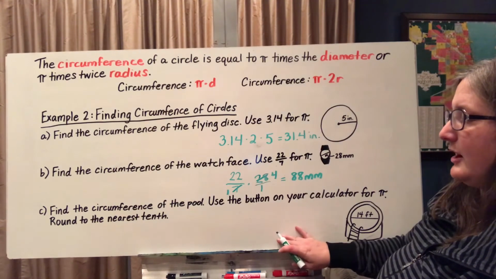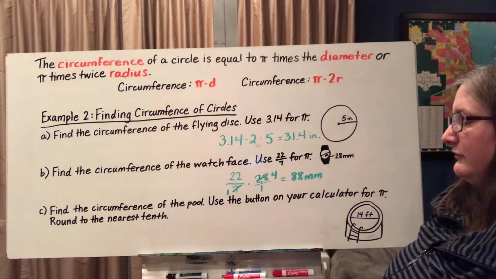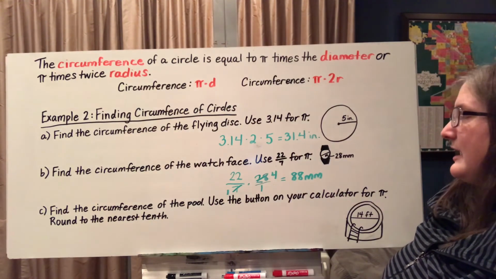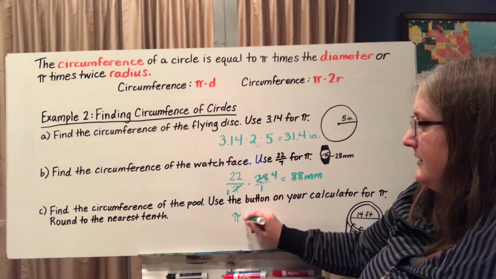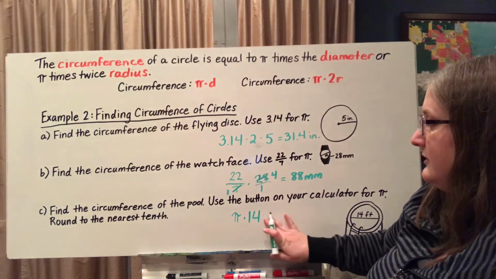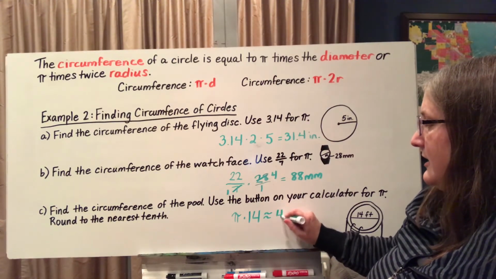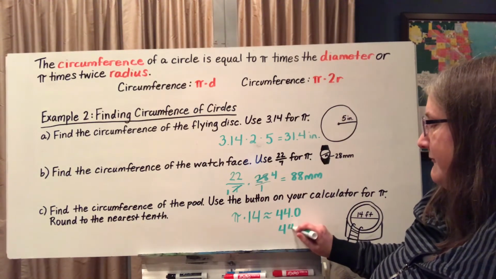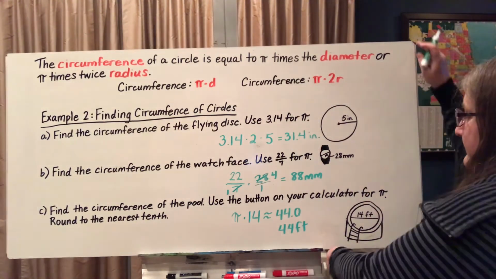Here I'm finding the circumference of a pool with a diameter of 14 feet and being asked to use the pi button on my calculator for pi. Since I have a diameter, I'm going to use this formula here and do the pi button times 14, and I'm being asked to round it to the nearest tenth. Well, when I do that on my calculator, I get 44.0, which I'm just going to say is about 44 feet for the pool circumference.